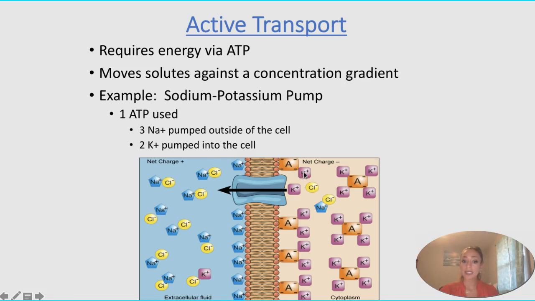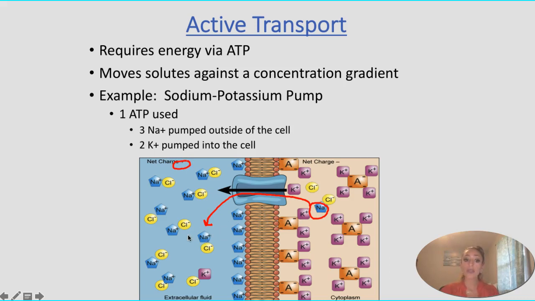And at the same time, these potassium ions, they should be happy right here with this negative charge, because positives attract negative. Well, what's actually happening? Let's talk about what's actually occurring. Three sodium are pumped outside of the cell. Remember, they're positively charged. They're going from this negative charge and being pumped out into this positive environment. So we're actually moving a positive towards another positive environment.